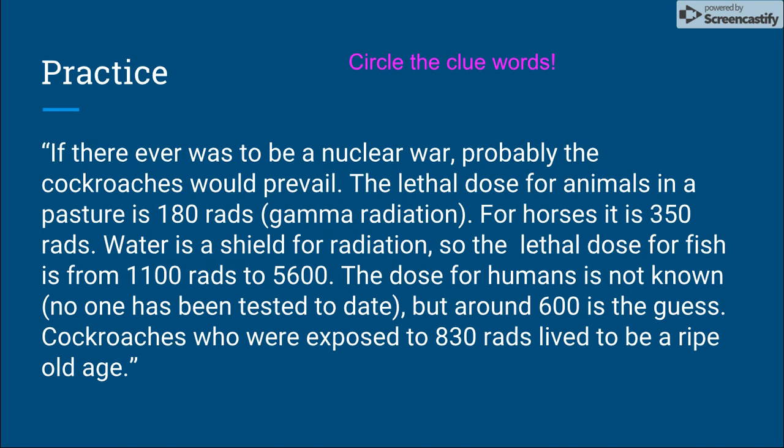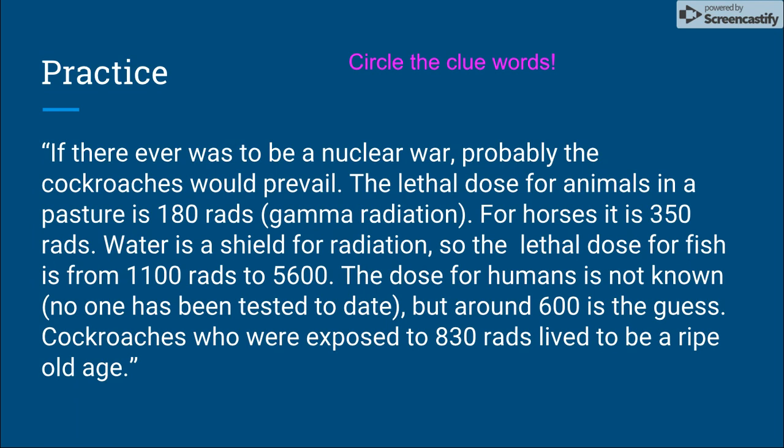All right, so if there was ever to be a nuclear war, probably the cockroaches would prevail. The lethal dose for animals in a pasture, so like pasture animals, is 180 rads of gamma radiation. For horses, it is 350 rads. Water is a shield for radiation, so the lethal dose for fish is from 1,100 rads to 5,600. The dose for humans is not known. No one has been tested to date, but around 600 is the guess. Cockroaches who were exposed to 830 rads live to be a ripe old age.